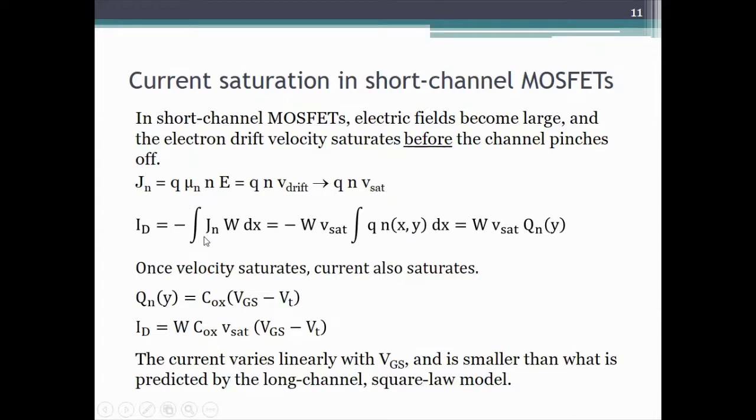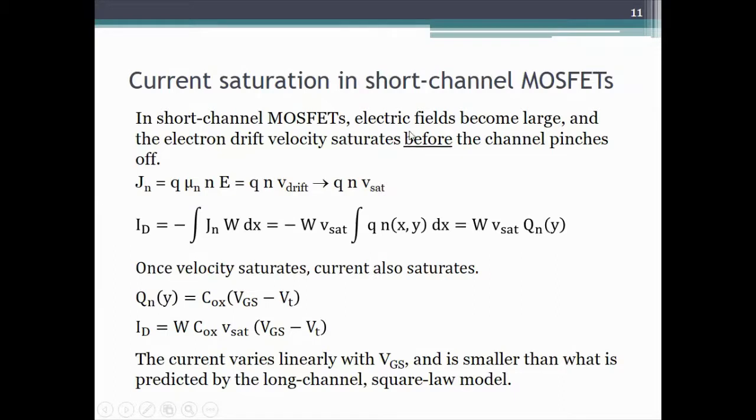And then we find the current as the integral of the current density as we had done before. So Jn W dx. Now we substitute for Jn, and v sat is a constant, so it comes out and we get Qn dx, and Qn dx is simply the inversion layer charge, and we had seen that Qn is Cox into Vgs minus Vt. Roughly, again, this is extremely rough. I just want to make a point. So if we substitute that here, we get Id equal to W Cox v sat (Vgs minus Vt). This is, first of all, the current is saturated.